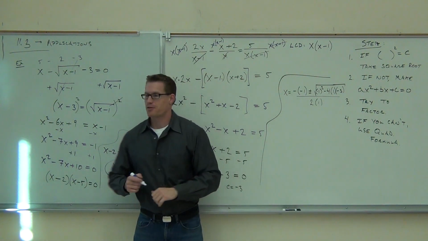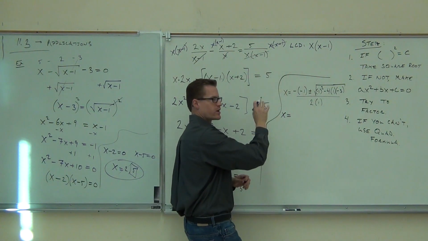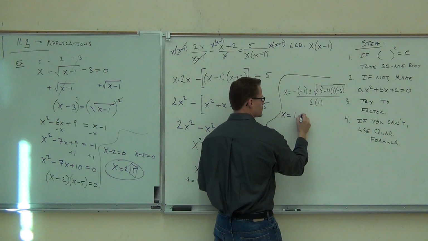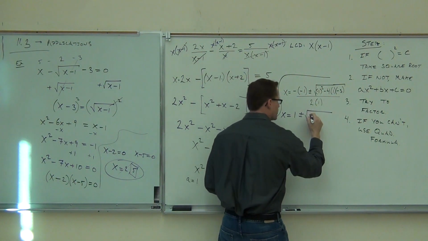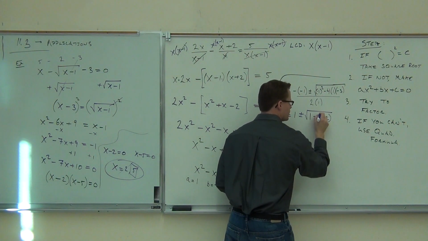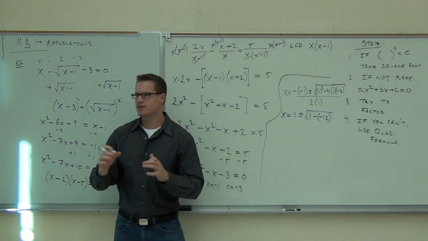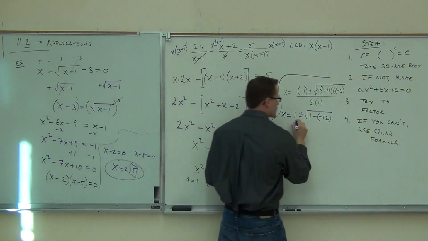Then you start doing some math. No math here, just plugging in the quadratic formula. Negative negative 1 is 1. Plus or minus the square root of negative 1 squared is 1. Then you have minus negative 12. Do you see that we have minus negative 12? We don't just have minus 12. That's a sign error I was talking about earlier.